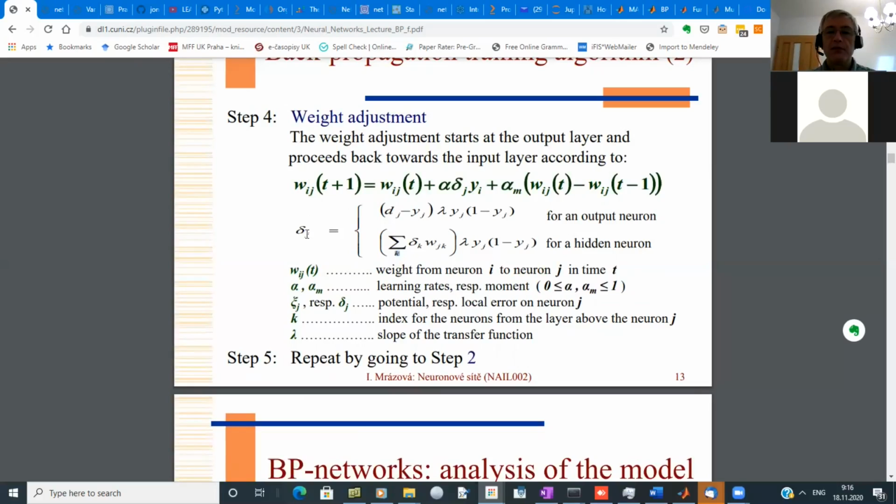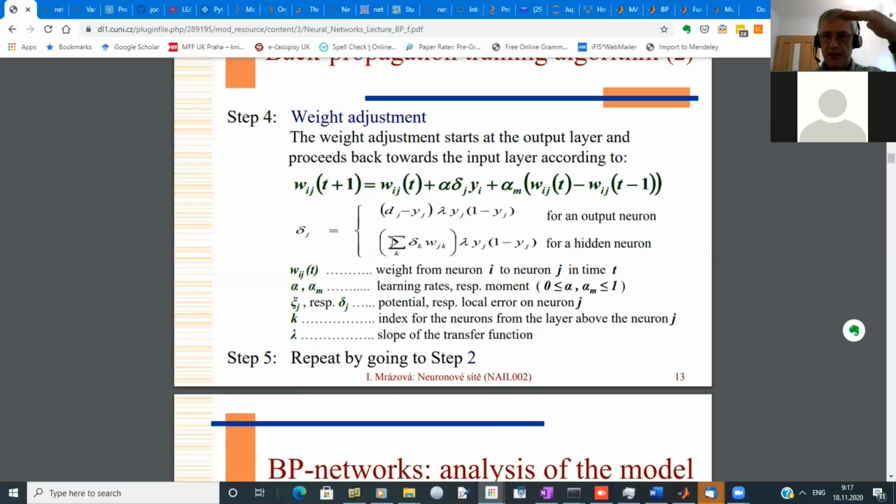So the formula for delta sub j is (d sub j minus y sub j) times lambda times y sub j times (1 minus y sub j). This is for the output neuron. You may notice that it's indexed by j. When j is for a neuron in the output layer, then this formula is used, the first form. The second form is used deeper in the network. So the backpropagation algorithm works in the backwards direction.